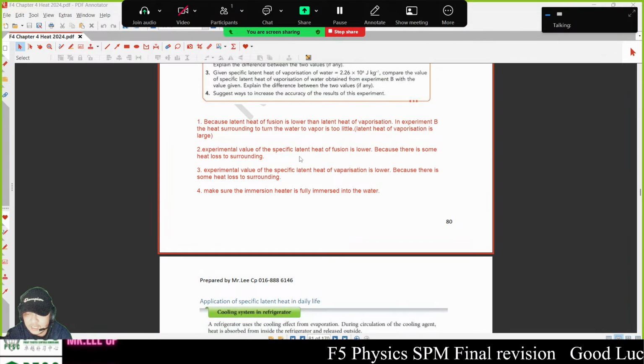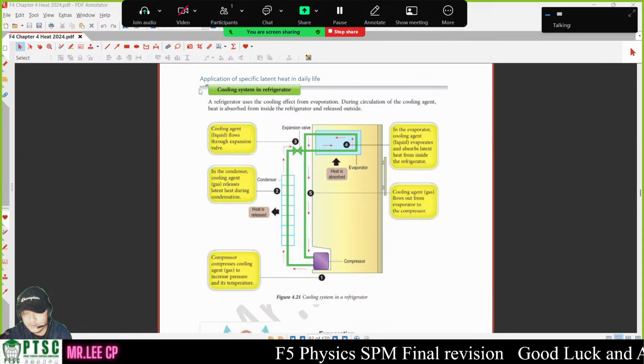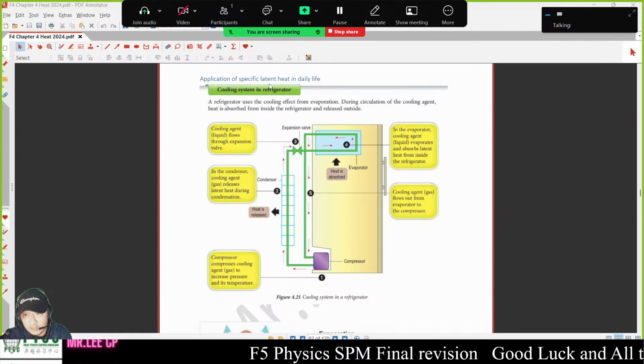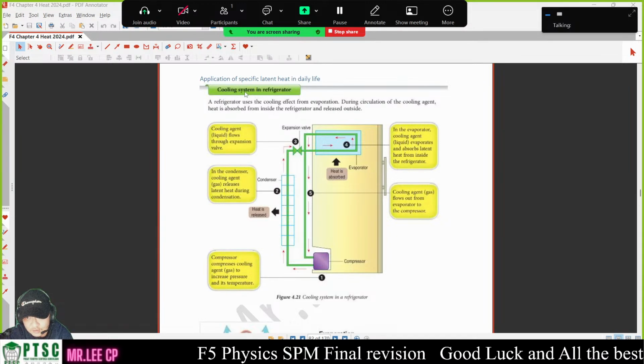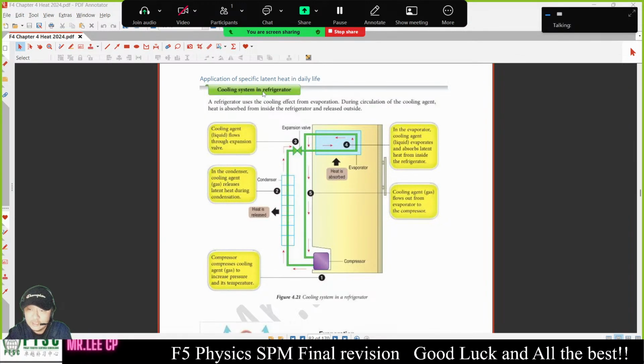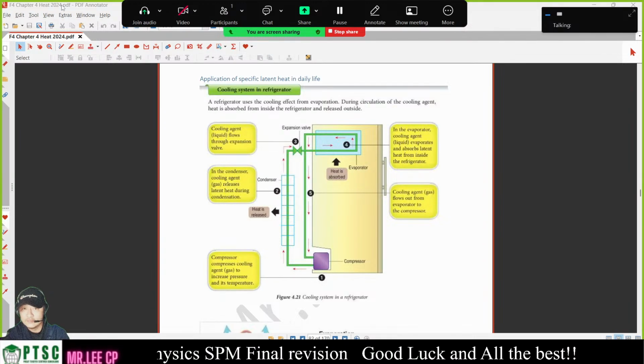Experiment, I don't want to discuss in detail already. I don't think it is important. Right? This one, application of the latent heat in daily life. One of the examples is the cooling system. If not mistaken, it came out in, I forgot.